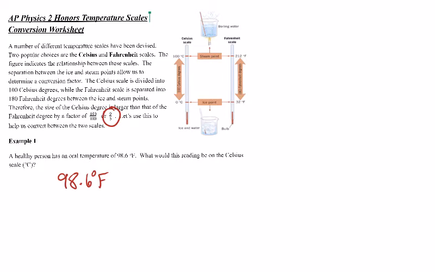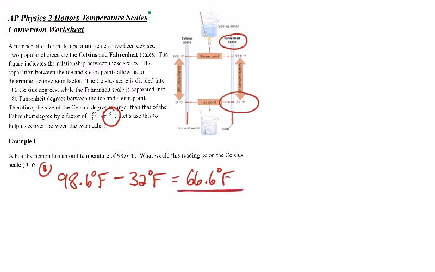So step number one here is you're going to subtract the ice point of this particular scale. The ice point on the Fahrenheit scale is 32 degrees Fahrenheit. So I'm going to subtract 32 degrees Fahrenheit. When I do that, I get not a good number if you're superstitious, but 66.6 degrees Fahrenheit. This is obviously not the final answer, but this is a first step that we have to do.